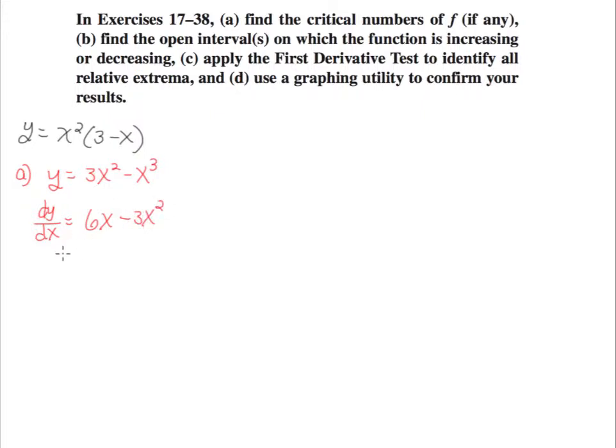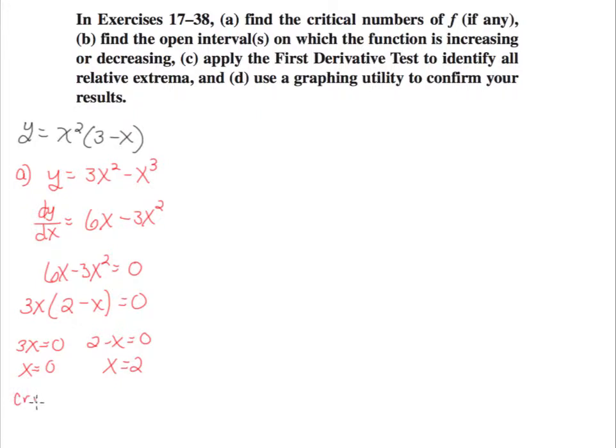And remember, critical numbers occur when the derivative equals 0 or does not exist. So I'm going to set this derivative equal to 0, factor out my GCF, and solve each factor. I end up with a critical value of x equals 0 and another critical value at x equals 2. Then I check and see where the derivative does not exist. Well, this is a polynomial, so the derivative always exists. So my only two critical values are 0 and 2.